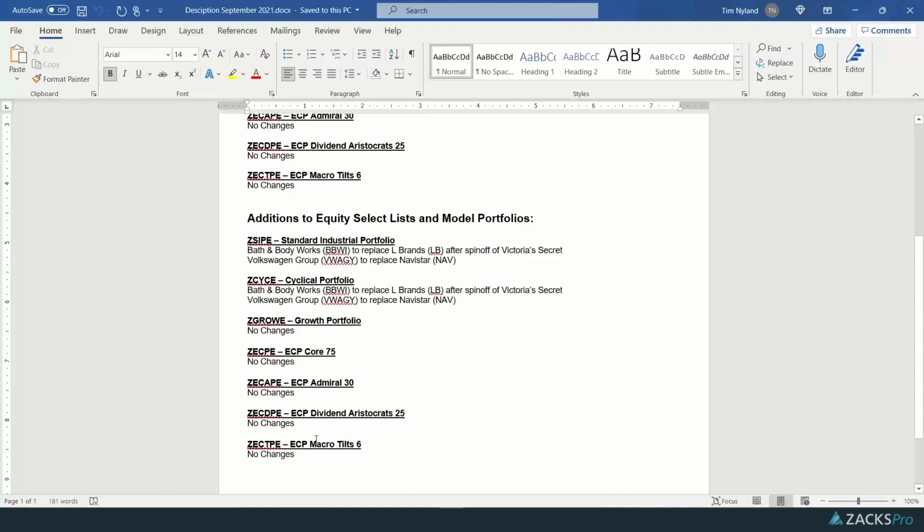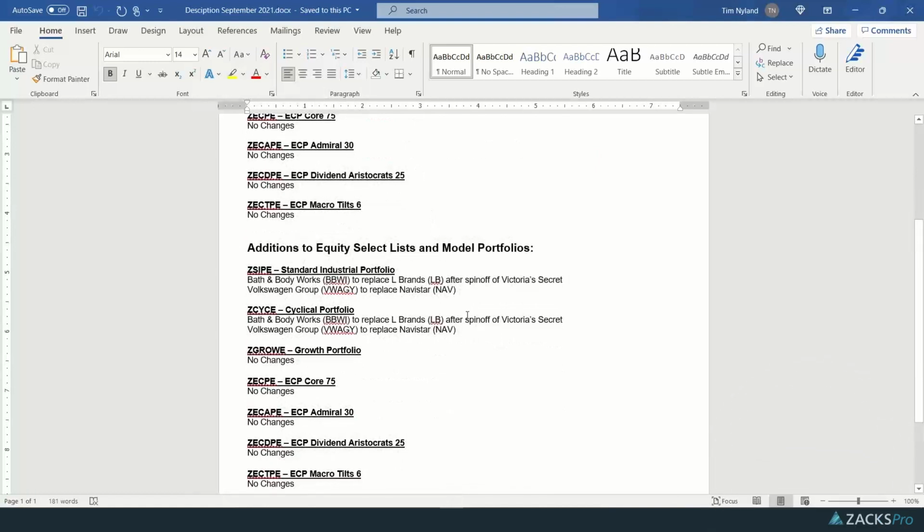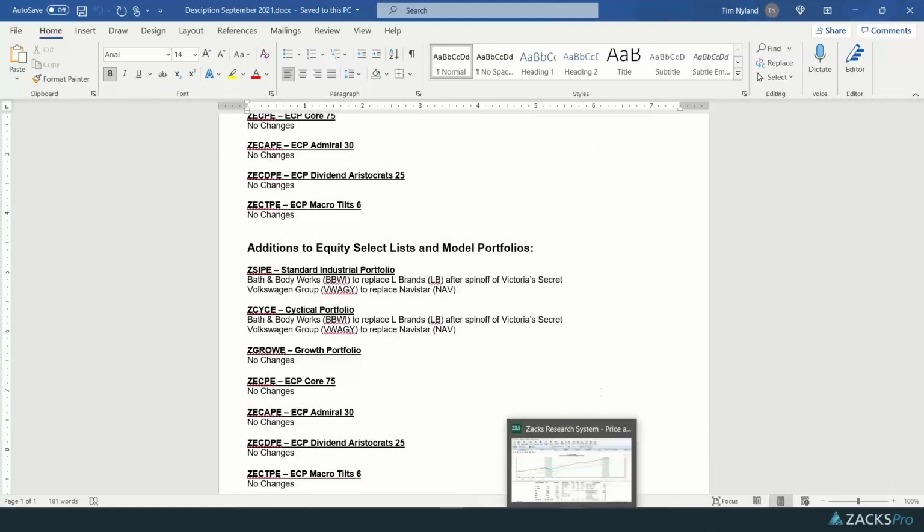Like I said, I've got one stock still on watch, and that's CH Robinson. We'll look at that here in just a second. And I've only had a couple changes here. In the standard industrial portfolio, Bath and Body Works replaced L Brands after they spun off Victoria's Secret. And Volkswagen Group is going to replace Navistar. And Navistar was obviously acquired by the Traton Group, and they're actually a subsidiary of Volkswagen.